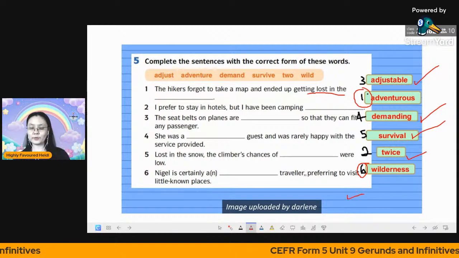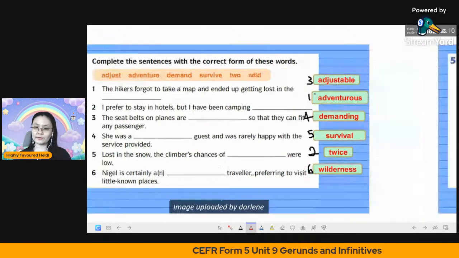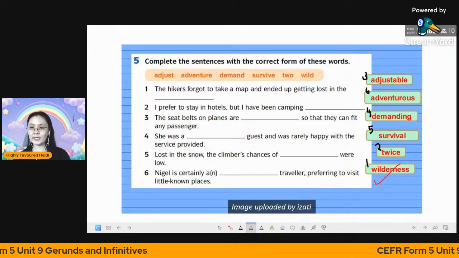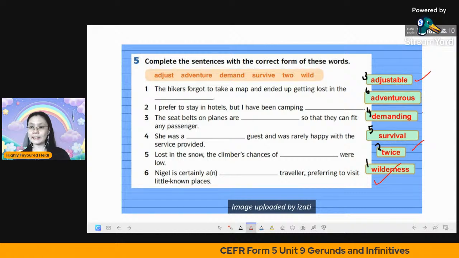Okay, I quickly go through with the rest. This one I go through thoroughly with you. Okay, quickly. This one, number 1 is wilderness, correct. Number 2 is twice. Number 3 is adjustable. Number 4, demanding. 5, survival.